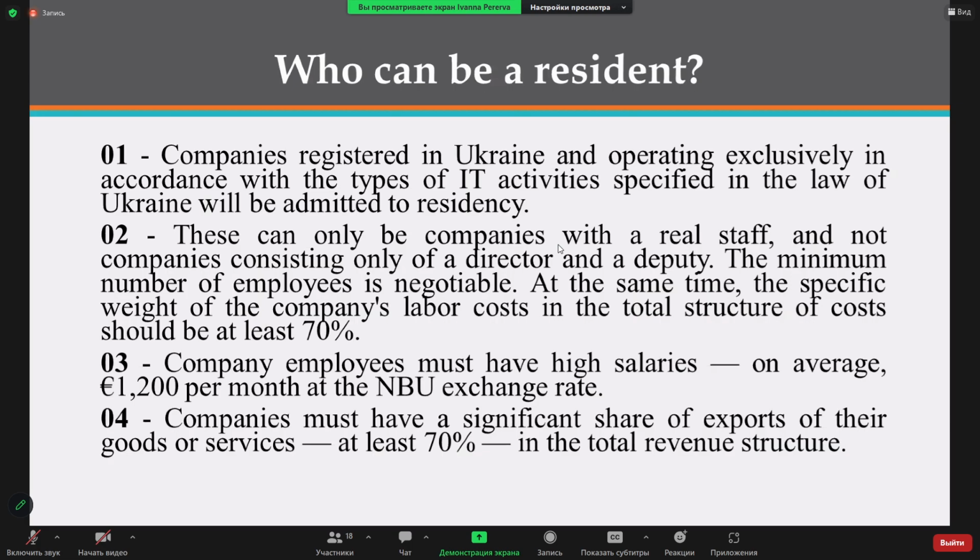The minimum number of employees in such a company is being negotiated now. And at the same time, a specific weight of the company's labor cost in the total structure of the cost should be at least 70%.